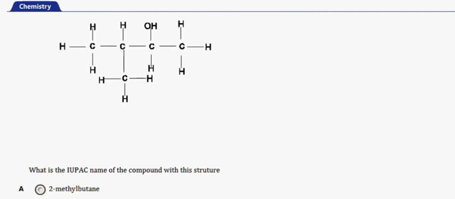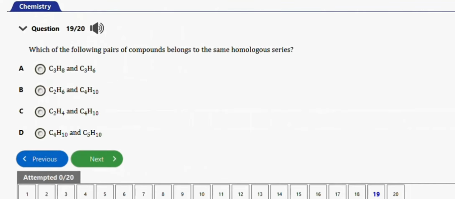The next question will be this one. So it says which of the following pairs of compounds belong to the same homologous series? So let's check, guys. Let's check. So it's not option A. No. So guys, I think I've seen the answer to this question. So the right answer is option B. They both belong to the alkane family. So this is our ethane, and this is butane. Option B, the right answer.